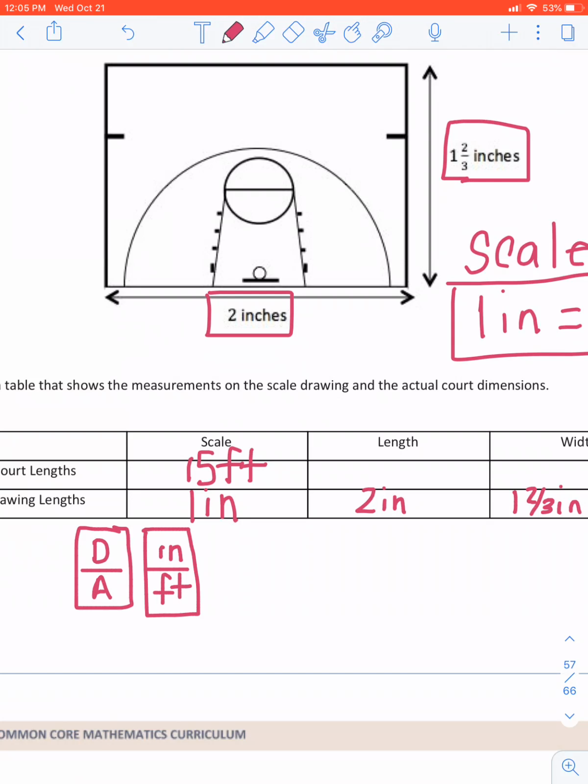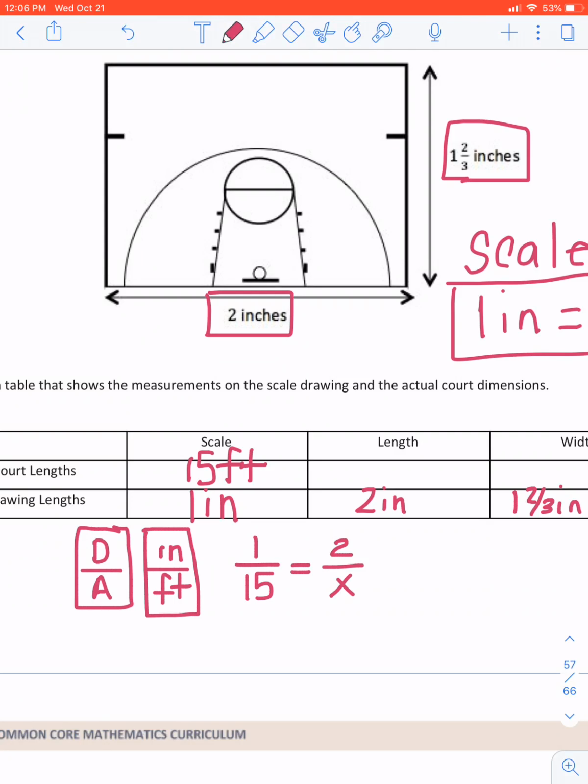Now, the first fraction always comes from our scale. So we have 1 inch, 15 feet. You don't have to write the dimensions. You can just write the numbers. Equals. Now we're going to focus on the length first. We are given the number 2. That's number of inches. So that's going to go on top. And x is the number of feet. We don't know how many feet it is. That's what we're trying to find. So that's going to go on the bottom.